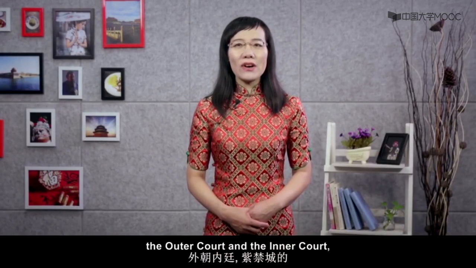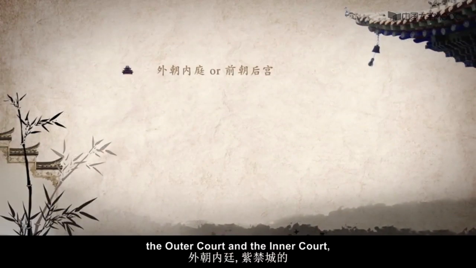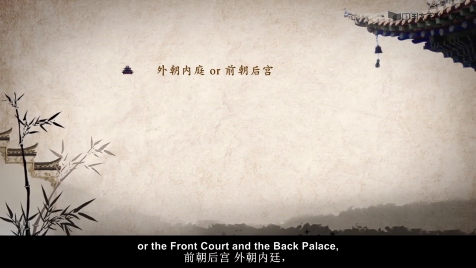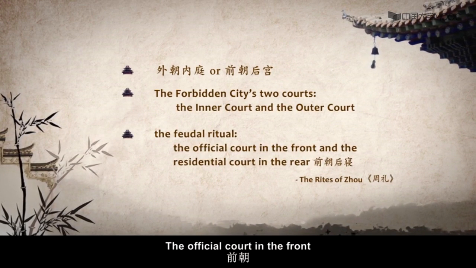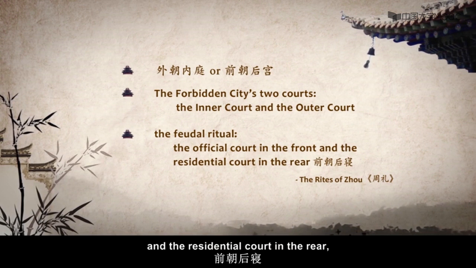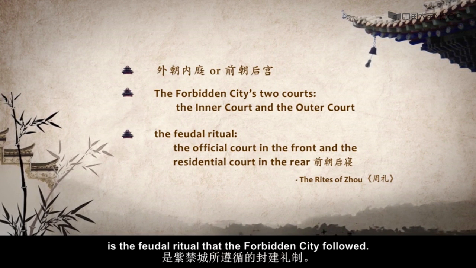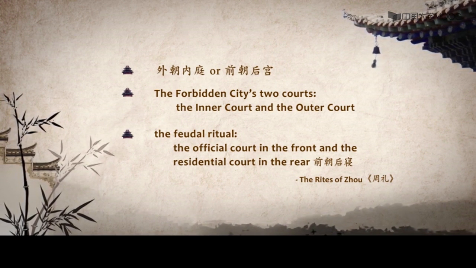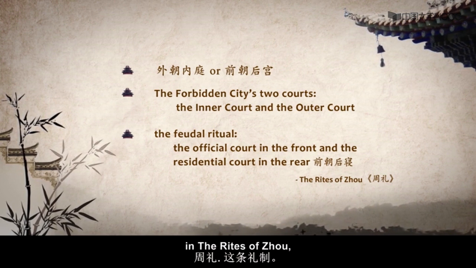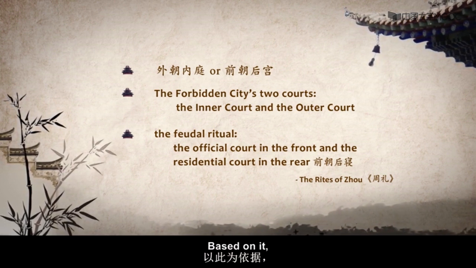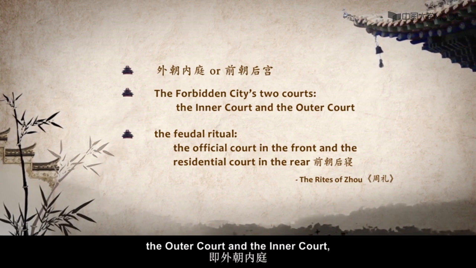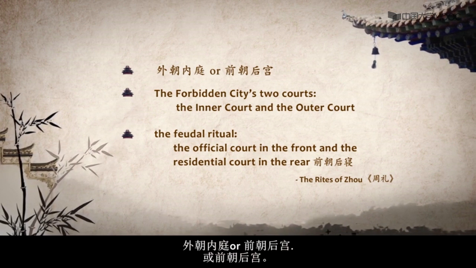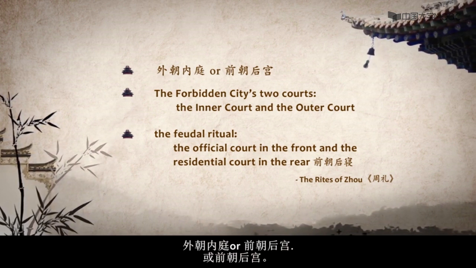Let's see. The outer court and the inner court, 外朝内廷, or the front court and the back palace, 前朝后宫, in the Forbidden City. The official court in the front and the residential court in the rear, 前朝后寝, is the feudal ritual that the Forbidden City followed. This ritual has been recorded in the Rites of Zhou, 周礼. Based on it, the Forbidden City had two courts, the outer court and the inner court, 外朝内廷 or 前朝后宫.